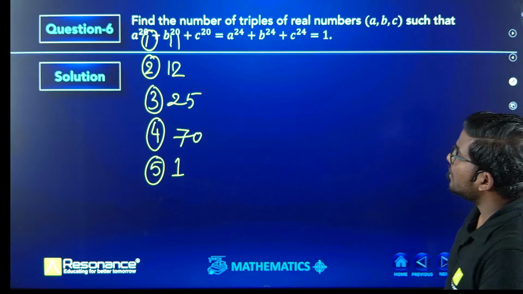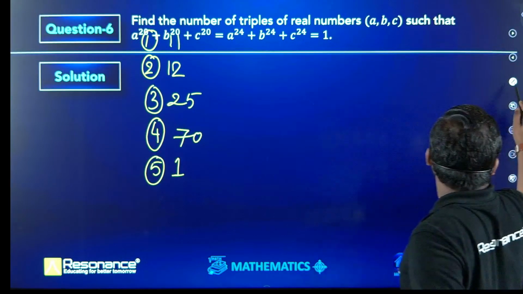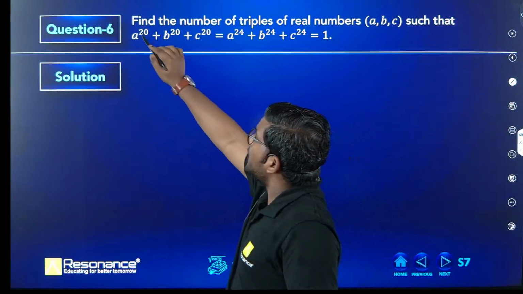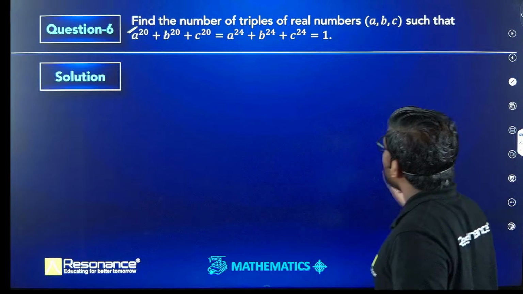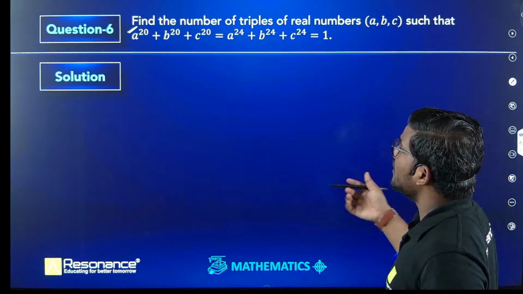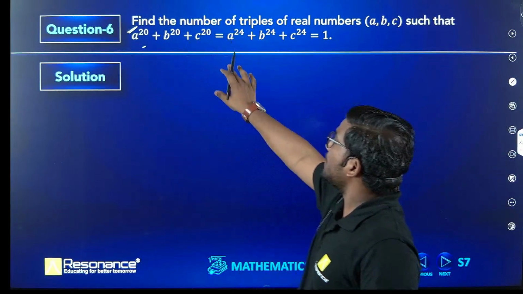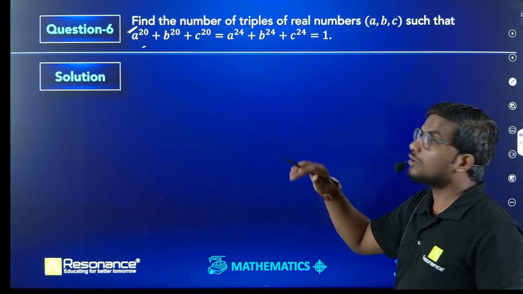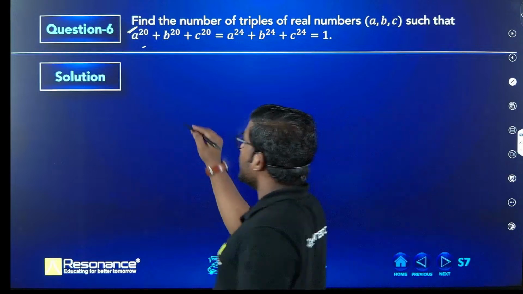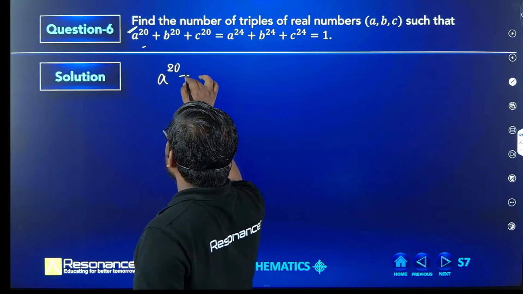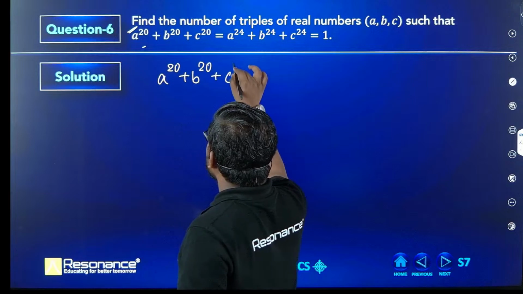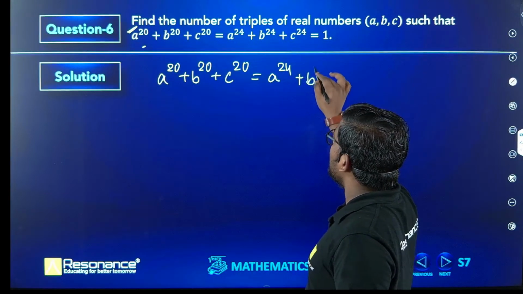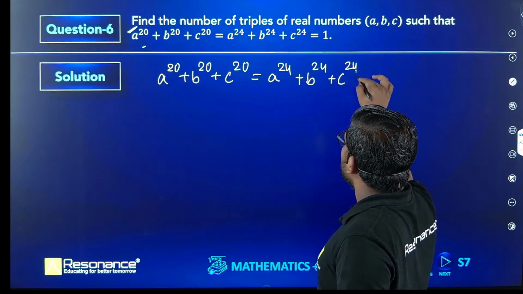Now going into the next question, this part says find the number of triples of real numbers a, b, c such that a power 20 plus b power 20 plus c power 20 equals a power 24 plus b power 24 plus c power 24, which again equals 1.